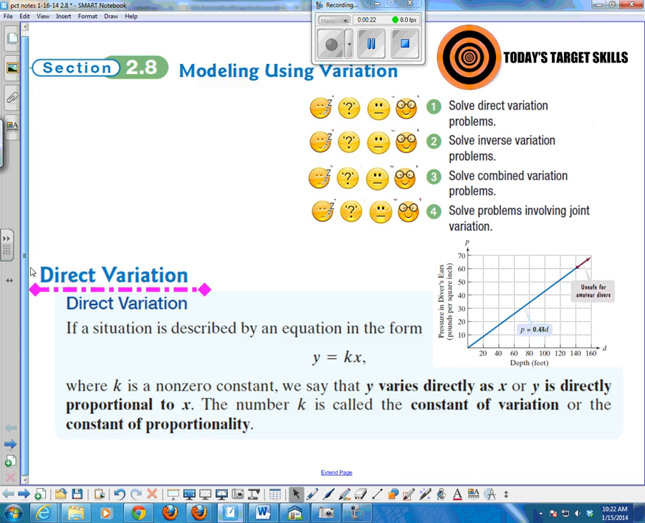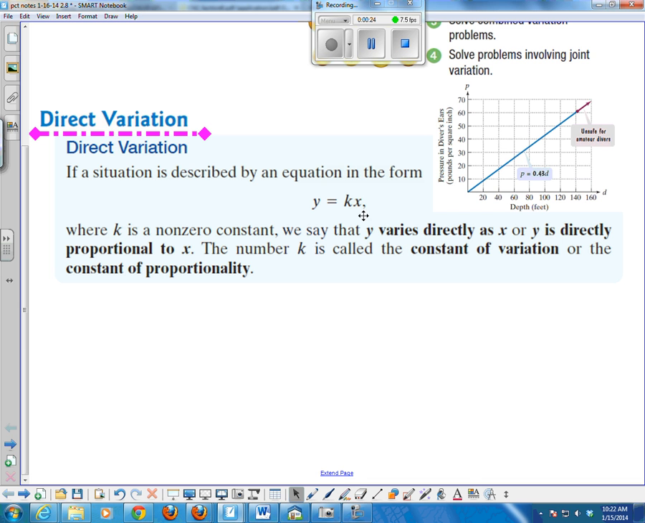Direct variation is when one variable varies directly as the other. So here you would read this as y varies directly as x. The k is a constant, means it would be a number. That would look like a slope. So this would be a line with the intercept at 0, and it would have some numerical slope. K is called the constant of proportionality. It's the rate at which one variable varies with the other.